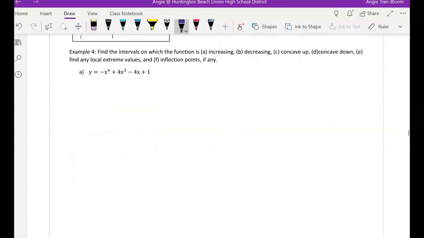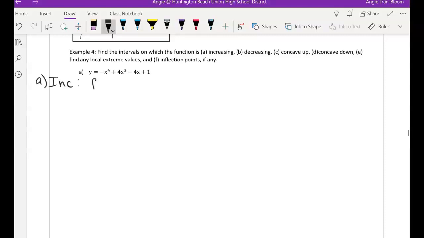Example 4 of 4.3. Find the intervals on which the function is A, increasing, B, decreasing, C, concave up, D, concave down, E, local extreme values, and F, inflection point if we have any. So sounds like we have a lot to do. Ready? A, we want to find when it's increasing. Let's do one part at a time.